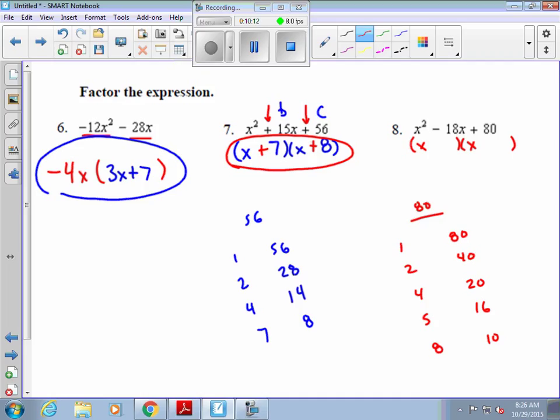So one of those pairs gets you to 18. Which one of those pairs gets you to 18? The only one is that last one. The rest of them will get you the numbers that aren't 18. So you got to use 8 and 10. Again, this sign, same or different. Plus means same. Since they're the same, they're both negative. Negative 8, negative 10.